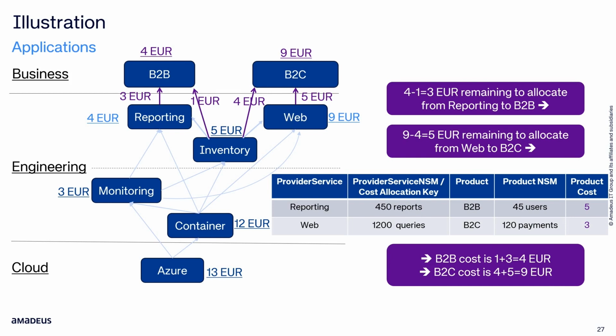Likewise, Web reallocates its platform cost to B2C without double counting the cost coming from inventory. This is 9 euros minus 4 euros, which is 5 euros. The web application also signals that 120 payments have been supported for the B2C product. The cost allocation up to products is now complete. B2B costs 4 euros and B2C costs 9 euros.